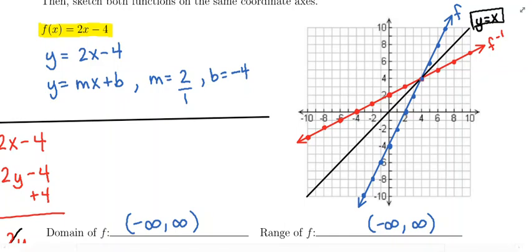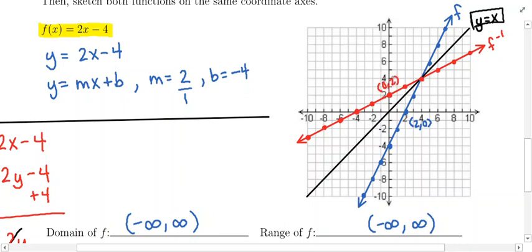Okay, something else you should notice. I'm going to call out a couple of points on the blue line. The blue line was my original function. So I see (2, 0) right here. Remember, if you switch x and y, you should see that point on the inverse function. So (0, 2) should be on the inverse function, and it's right here. And you can check this out. This is going to happen for all the points. I'm not going to check everything, but I'll check a couple of things.